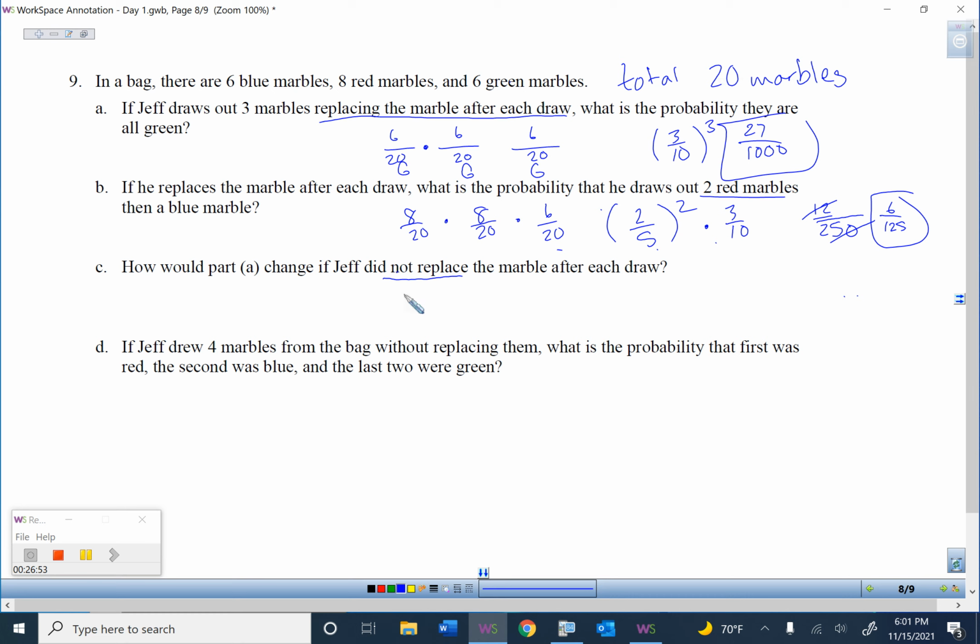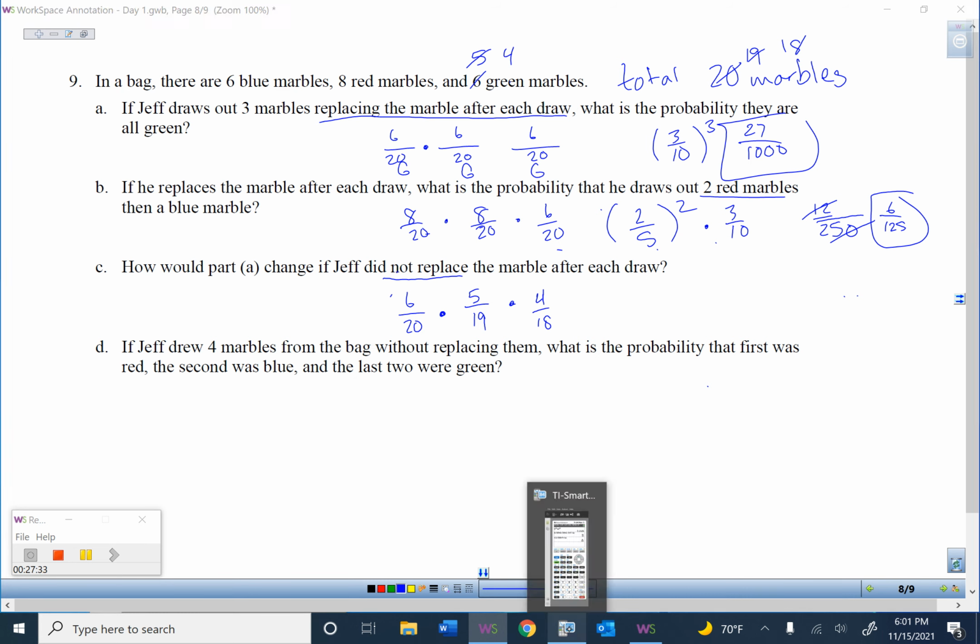That's what we're looking for. The first draw is not affected. But the second draw, I've taken out a green marble, so there are only 5, which means now I only have a total of 19. So my second probability would be 5 over 19. If I want to draw another one, I'd have to reduce both of those numbers again to 4 over 18. Okay, again, you don't have to reduce anything.